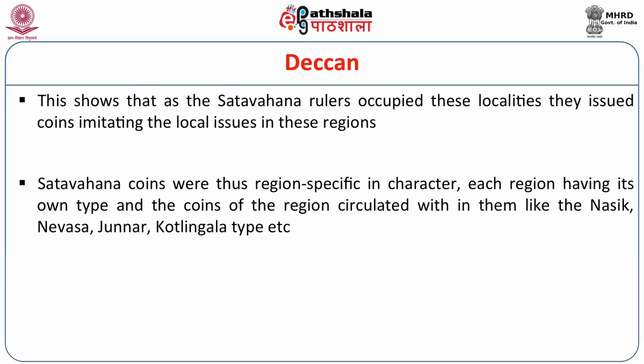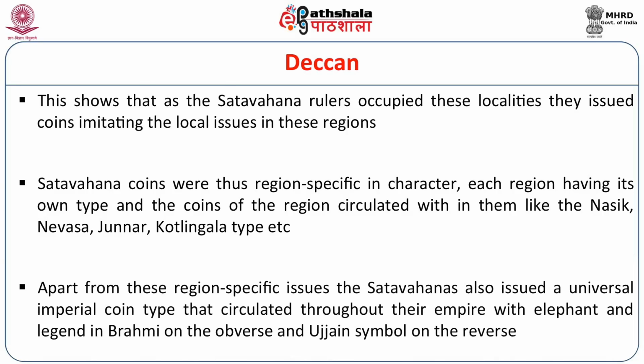within them, like Nasik, Nevasa, Junnar, Kotlingala. So these were all localities. Apart from these region-specific issues, the Satavahanas also issued a particular type which is known as the universal type, which was actually for the whole region of Deccan. So it's a pan-Deccan variety where you have on the obverse the elephant and the name of the ruler. And on the reverse you have the symbols or the royal emblem of the Satavahanas, that is the Ujjain symbol.